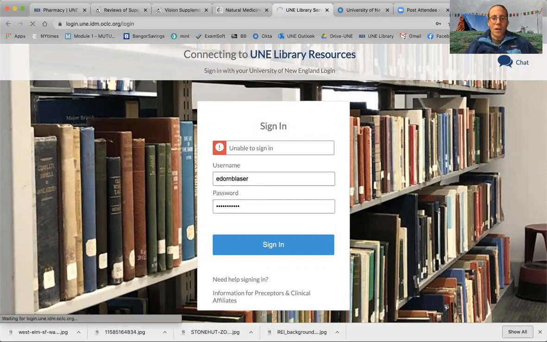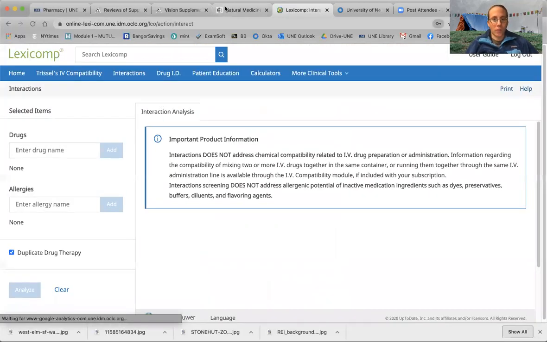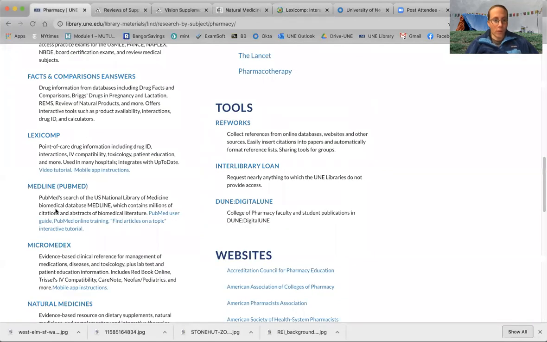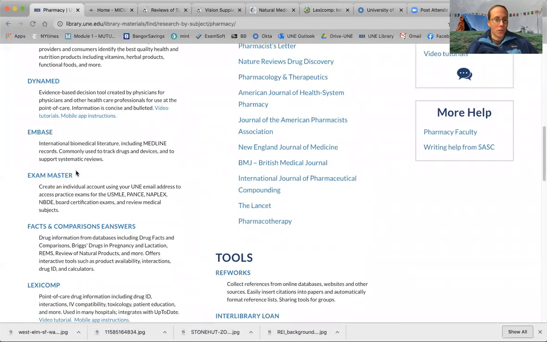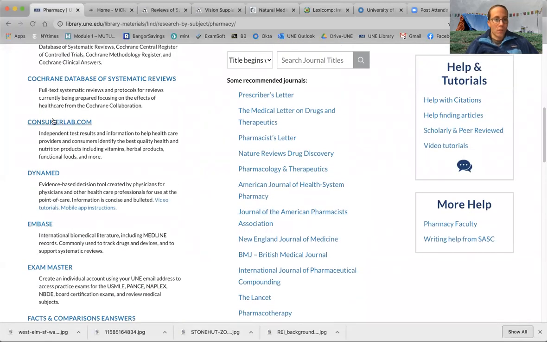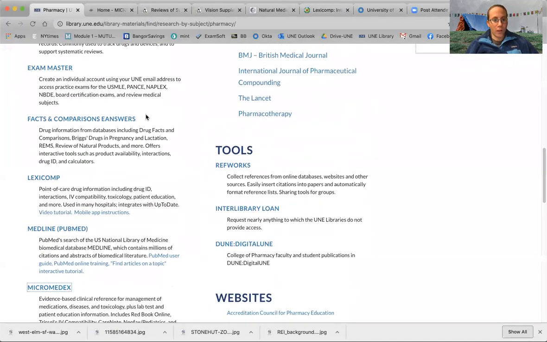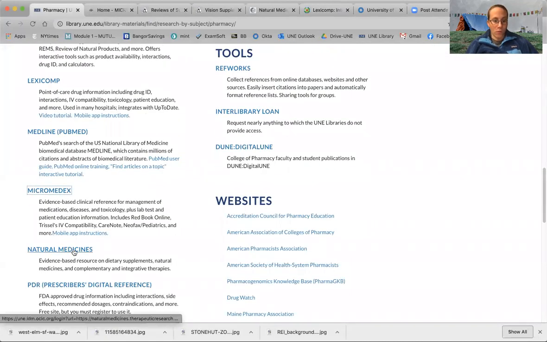Okay. So while that loads, a couple other databases you should know about. Why don't I go ahead and launch Micromedex on top of this? So beyond those two, Consumer Lab is another one that I've been using lately, as well as Natural Medicines for some of your drug-drug interactions.